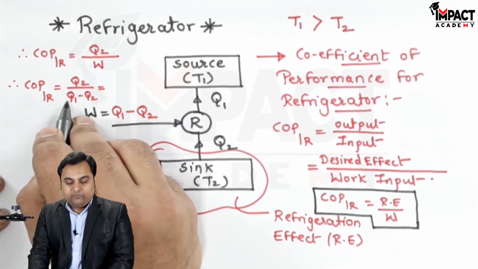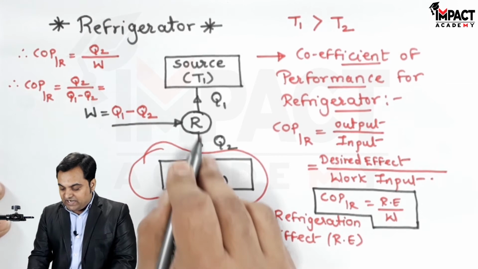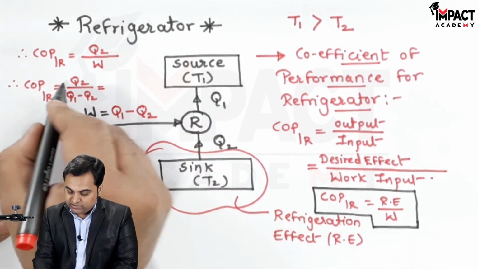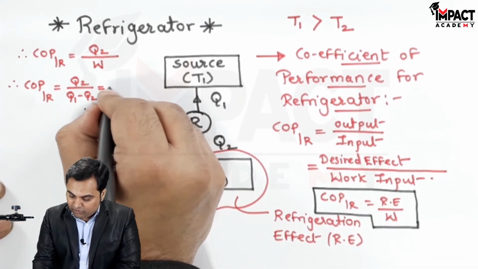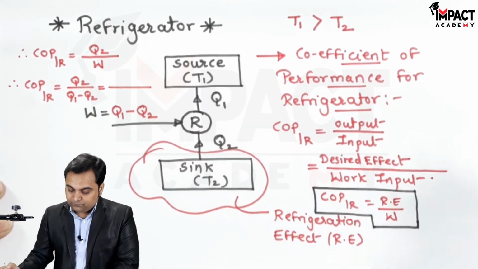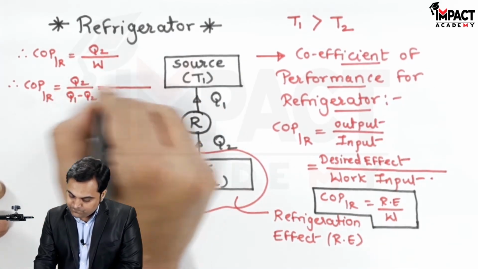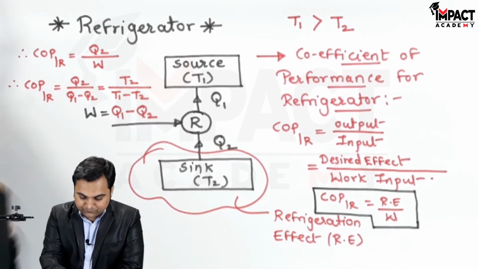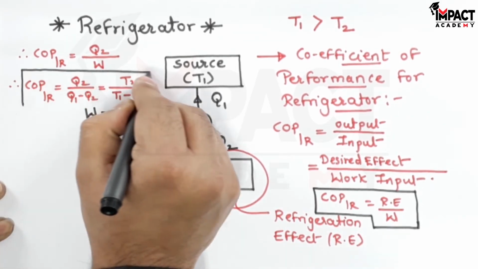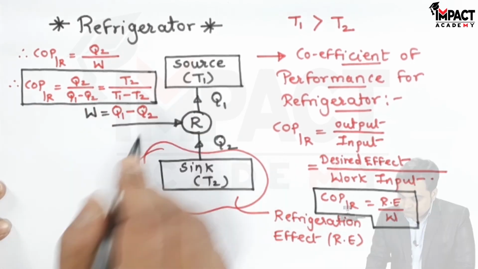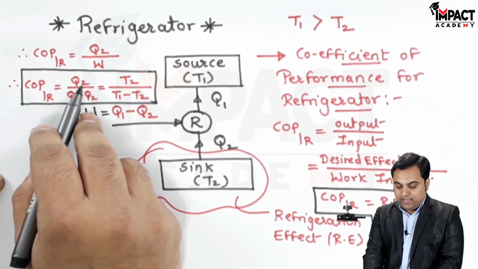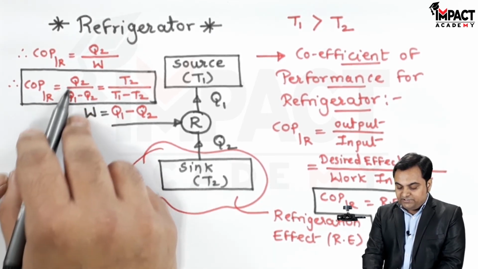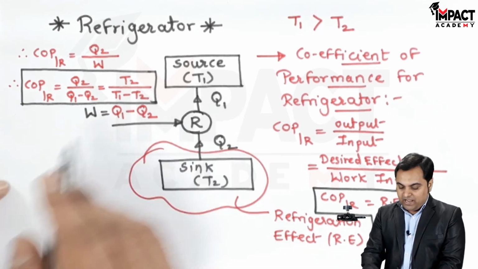Now this formula is in the form of the heat extracted from the sink and the heat given out or rejected to the source. The same formula can be written in the form of temperatures, that is T2 upon T1 minus T2. Now how did I replace the terms which are in terms of heat with terms of temperature? And why is it so?